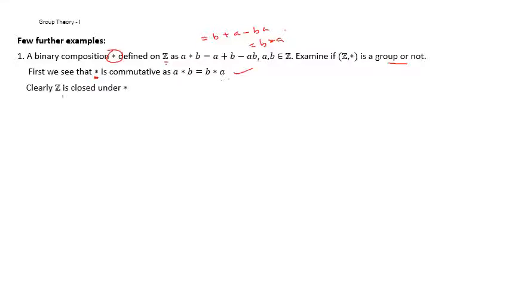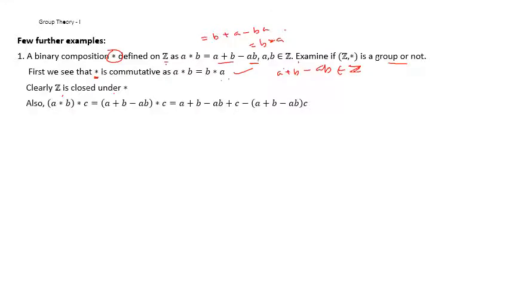Clearly it is closed under this, because if A and B are two integers then A plus B minus AB is also an integer. That means A plus B minus AB also belongs to Z. So Z is closed under this composition.